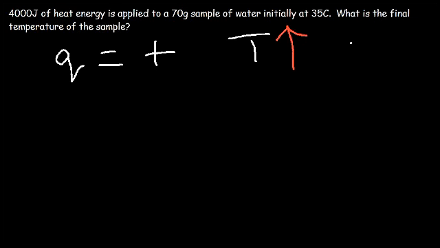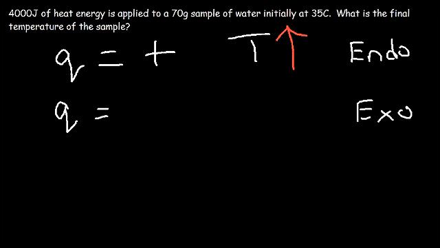Now for an exothermic process, where water is a system, Q is going to be negative. And that means water loses internal energy. And so the temperature of the water will decrease since it's releasing heat energy.